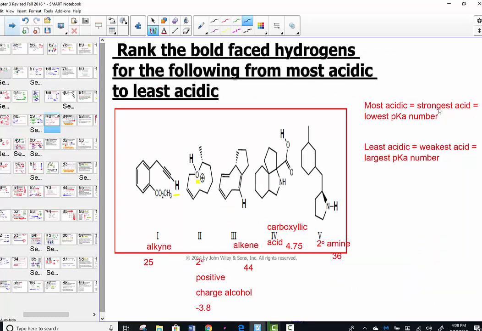Rank the bold-faced hydrogens for the following, from most acidic to least acidic. Now this becomes a recognition of functional groups. In the functional groups, find the one that is highlighted. So this is the hydrogen. It's on a triple bond, so I wrote down structure 1 is an yne, alkyne. The yne ending from my pKa chart I recorded for us as a 25.